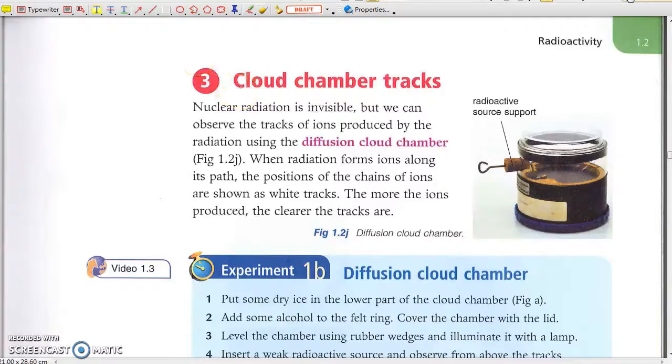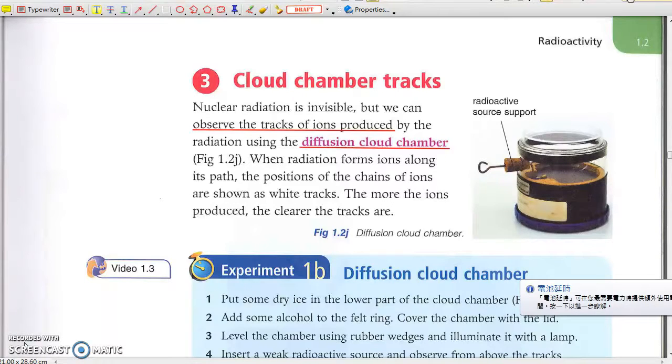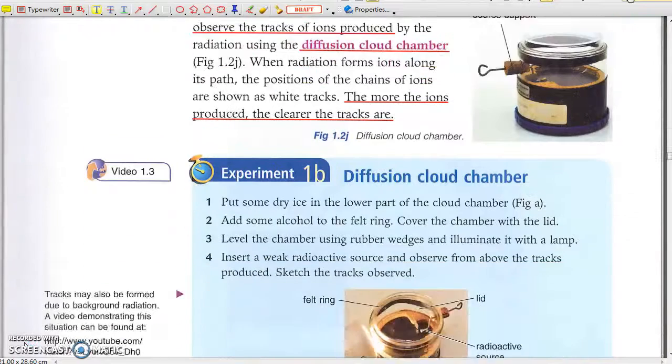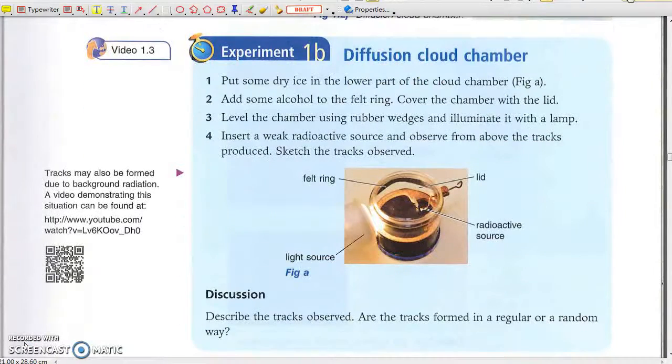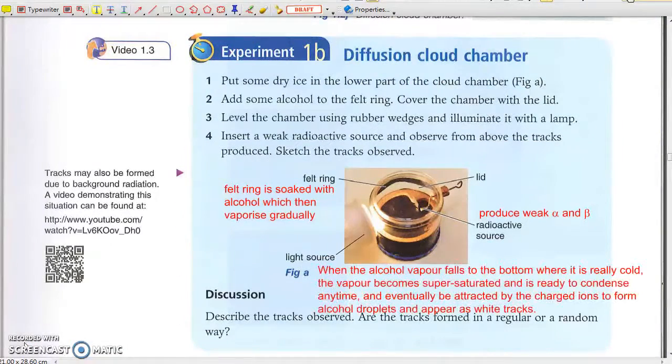3. Cloud chamber tracks. Nuclear radiation is invisible. However, we can trace their tracks and identify them using a diffusion cloud chamber. When an ionizing radiation such as alpha radiation travels across a diffusion cloud chamber, it produces many ion pairs along its path. A cloud chamber is filled with supersaturated alcohol vapor.